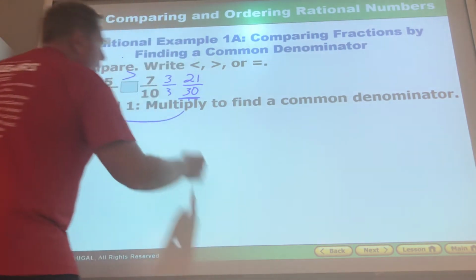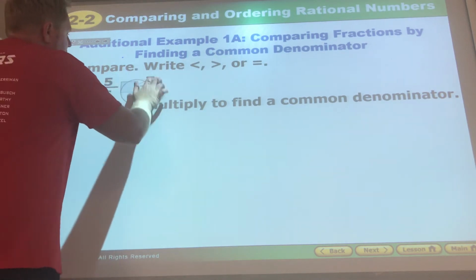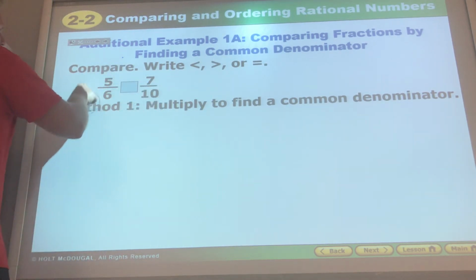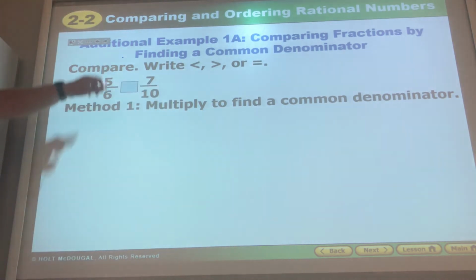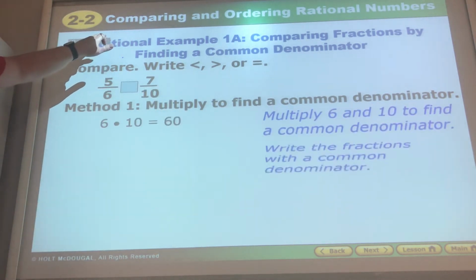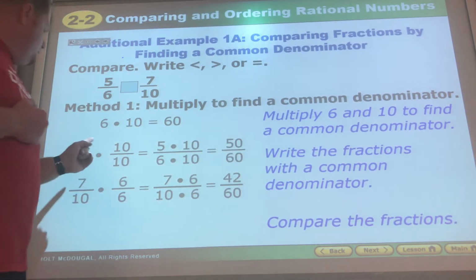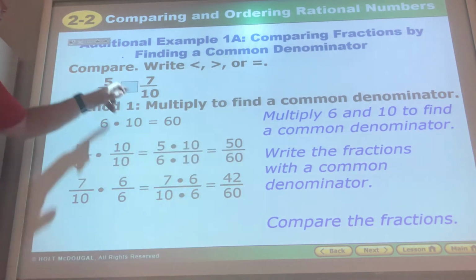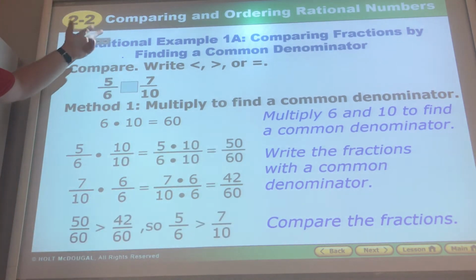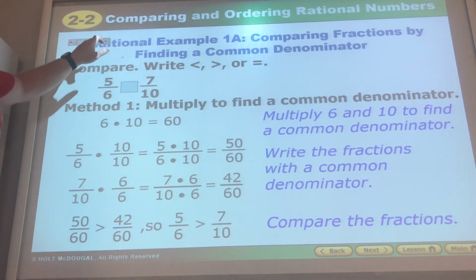So if you see a way you can use a smaller or least common multiple, that's fine. If you just simply use denominator over denominator to get that common fraction, that is fine. All right, so they chose to use the denominator from the other problem to multiply on top and bottom, 50/60, 42/60, and we realize that 50/60 is bigger, so 5/6 is actually bigger.